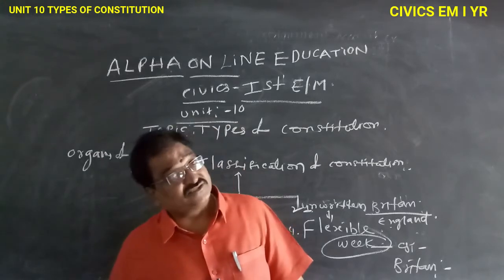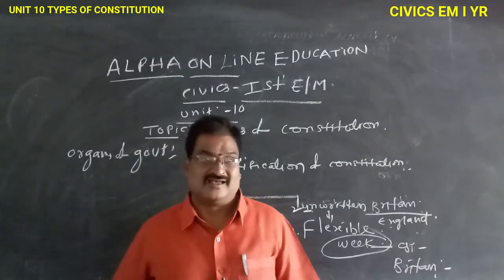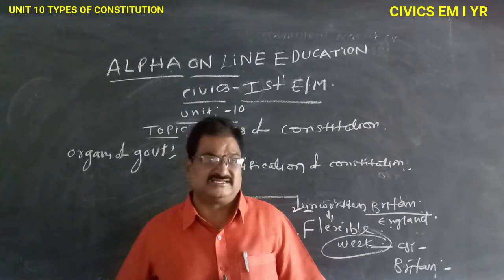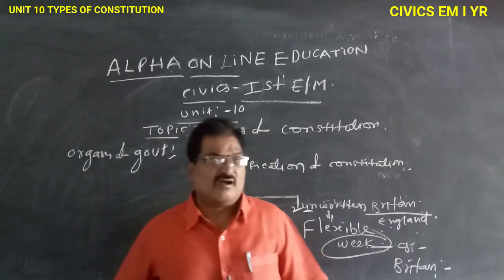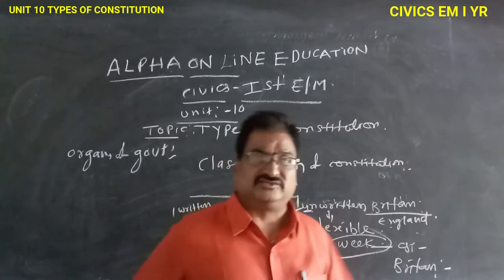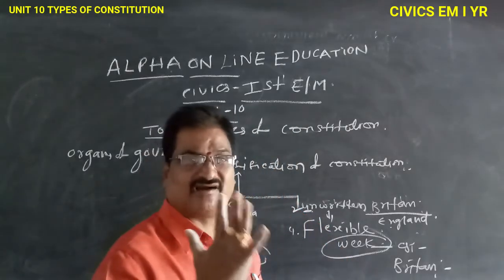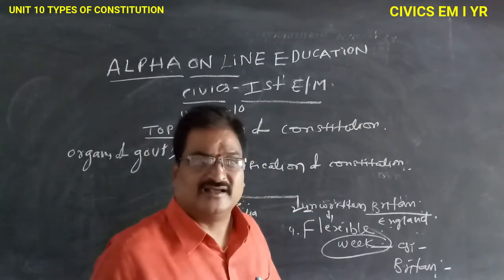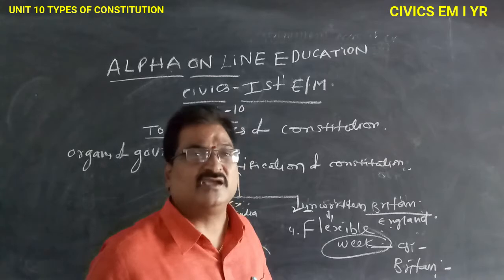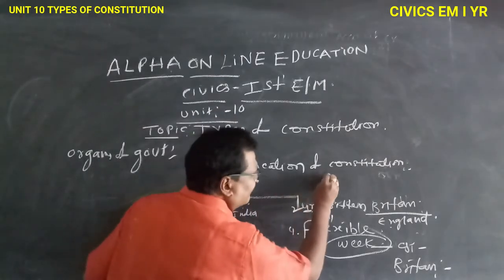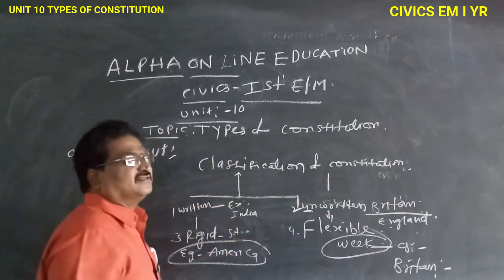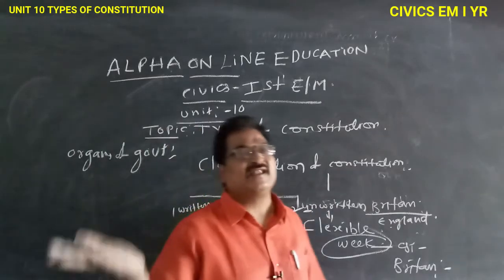And the rigid constitution, 2 marks question. The strong constitution is rigid constitution, just like the United States of America. And then the flexible constitution: the weak constitution is called flexible constitution. So here the question for you on this side is the differences between written and unwritten.